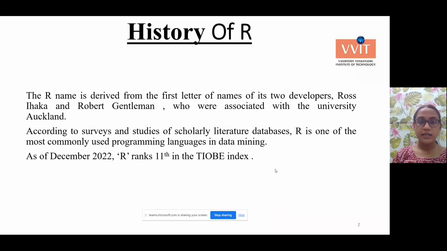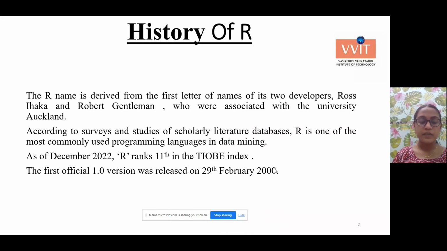The TIOBE index is nothing but the popularity of programming languages, meaning it ranks the popularity of programming languages. So as of December 2022, R ranks 11th position. The first official 1.0 version was released on 29 February 2000. Currently we are using R 4.2.2, which is of December 2022.